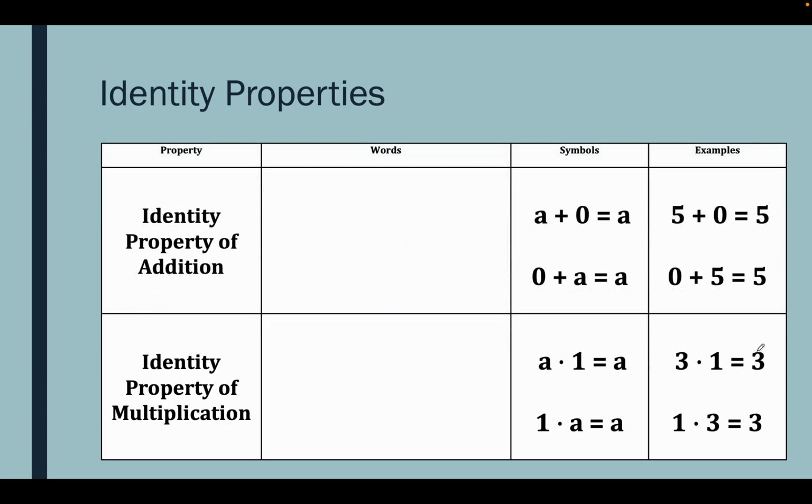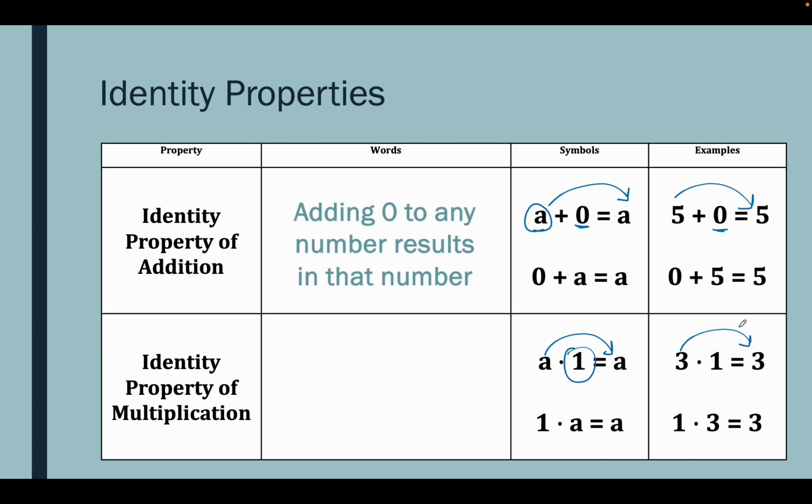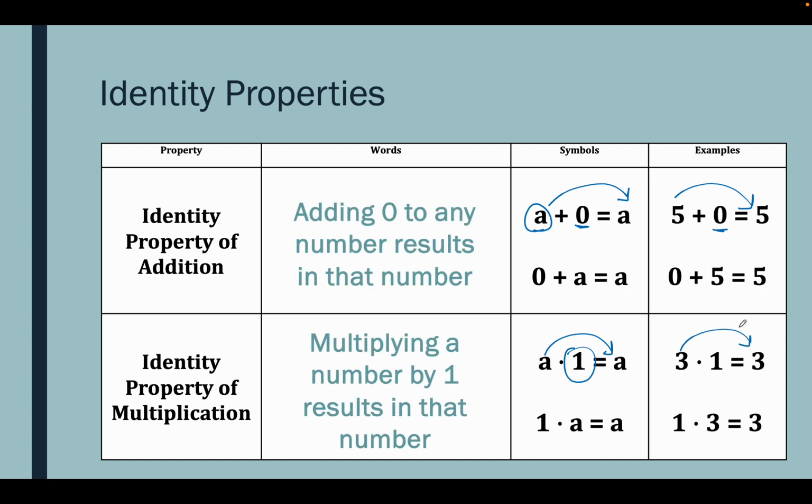The next two properties are the identity property of addition and multiplication. What this does is keep the identity of the original value of the problem the same. So for addition, the way I do that is by adding 0 to get the result back that I started with. And for multiplication, I do that by multiplying by 1 to end with what I started with. So adding 0 results in the same number that you started with, and multiplying by 1 results in the number that you started with.